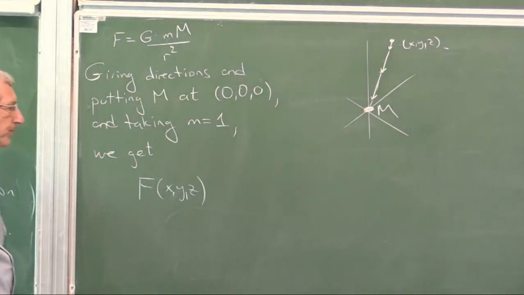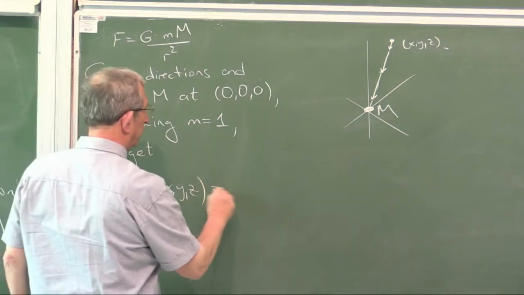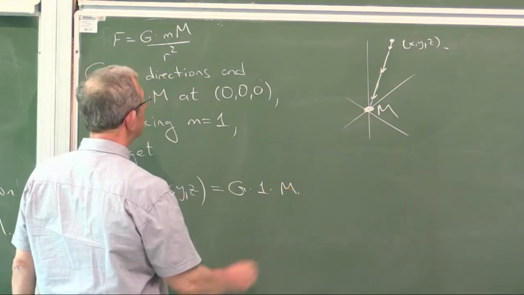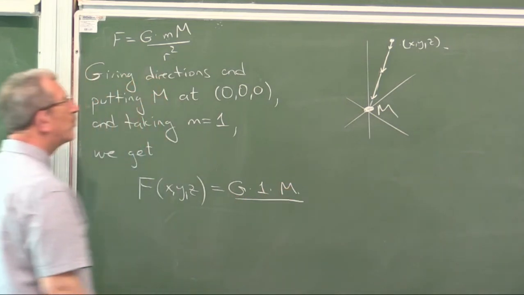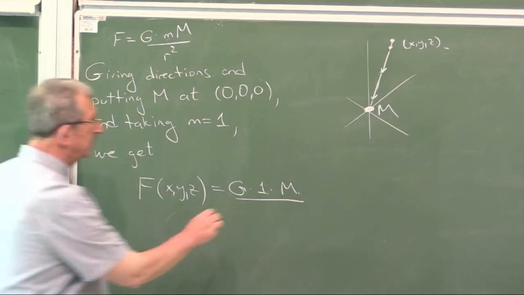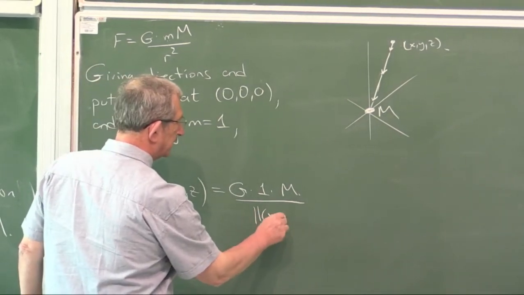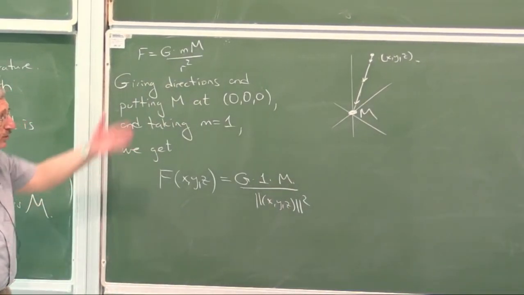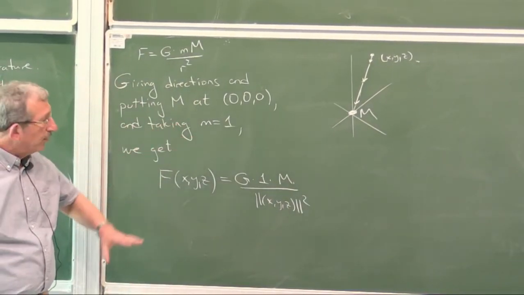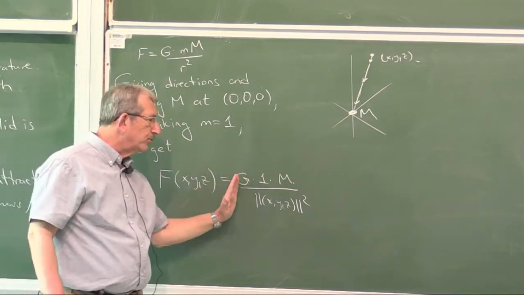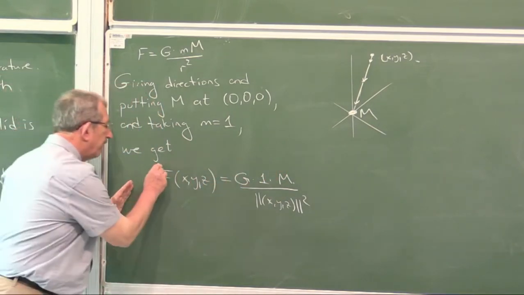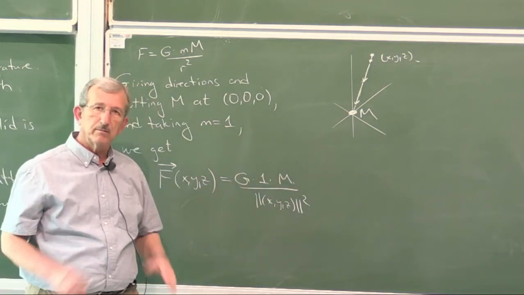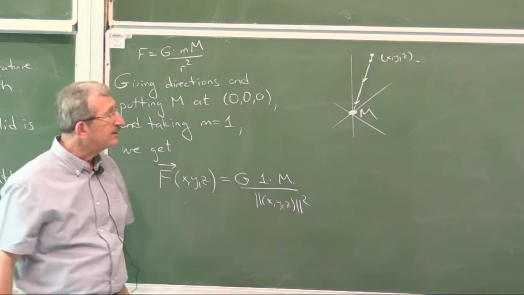Okay. So this force will be the constant G times 1 times M divided by r squared. Now, r is the distance squared, so it is (x, y, z) squared. But of course, it has a direction. This being the magnitude of this force, if we multiply it with the unit vector, it will be the vector force as it is.